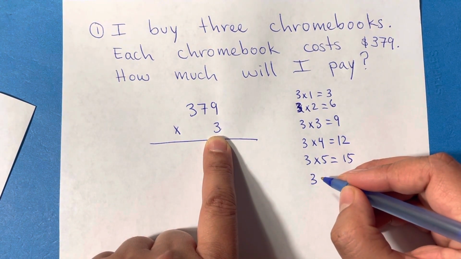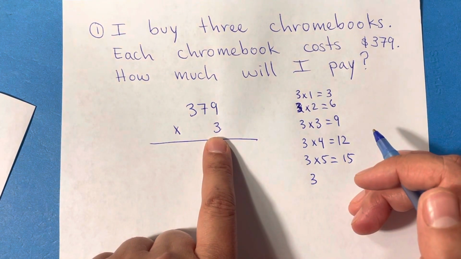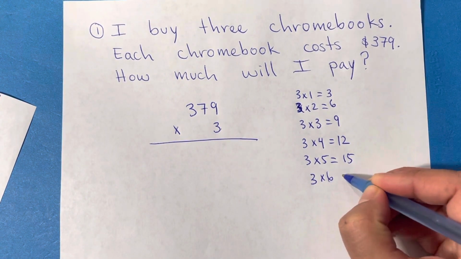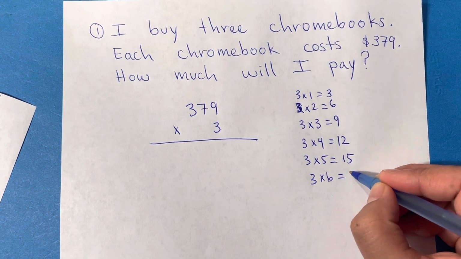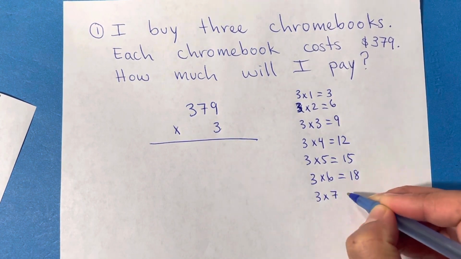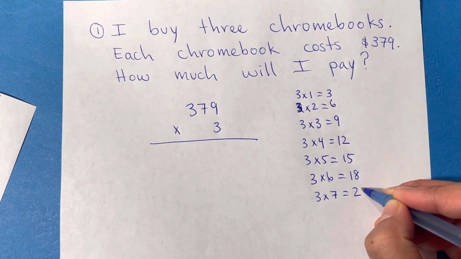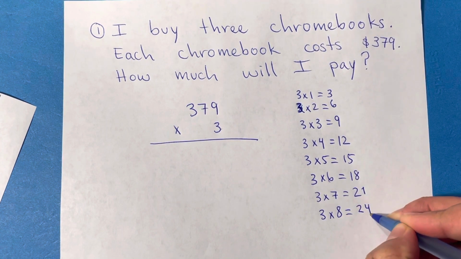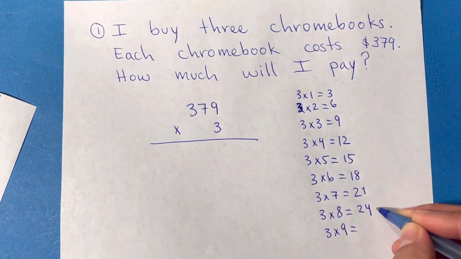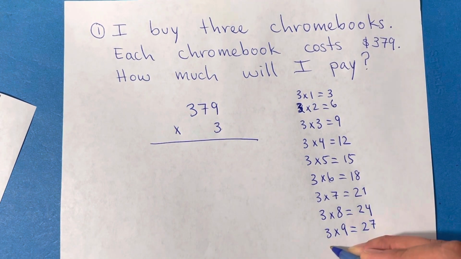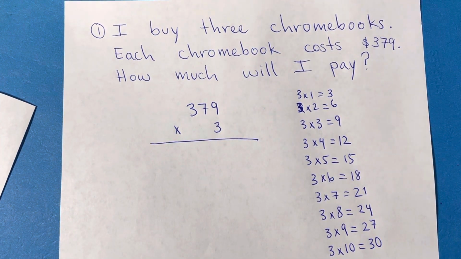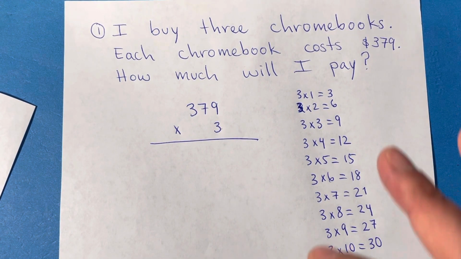Now, if you are at the point where you don't need this, go ahead and forward the video, and then you can just find the answer and compare it, okay? 3 times 6 is 3 more, that will be 18. 3 times 7 plus 3 more is 21. 3 times 8 plus 3 more is 24. 3 times 9, 3 more is 27. And 3 times 10 is 3 more, that's 30. So this is only if you're not allowed to use a calculator or a times table. That's what you would do.